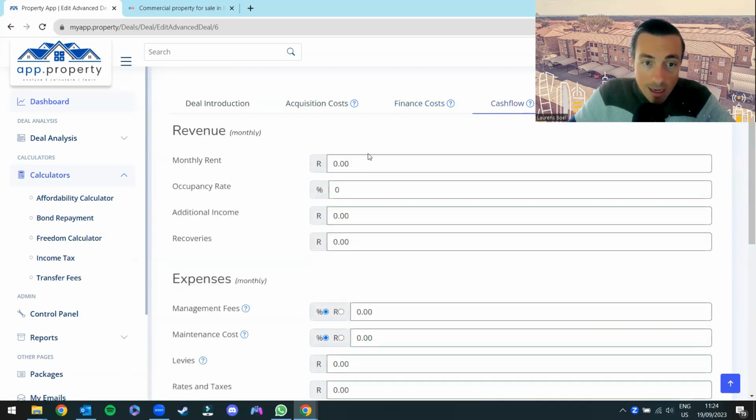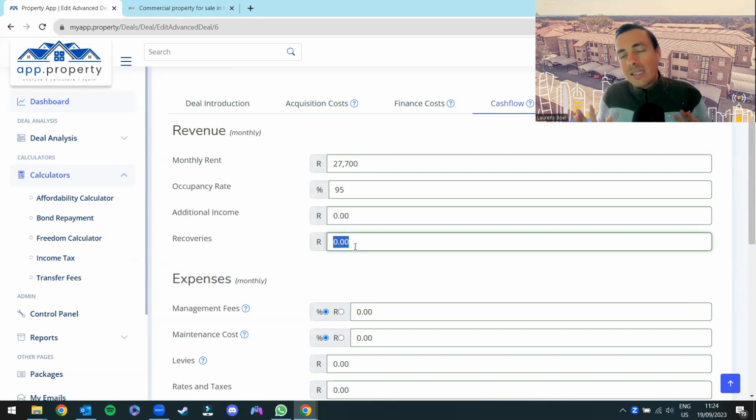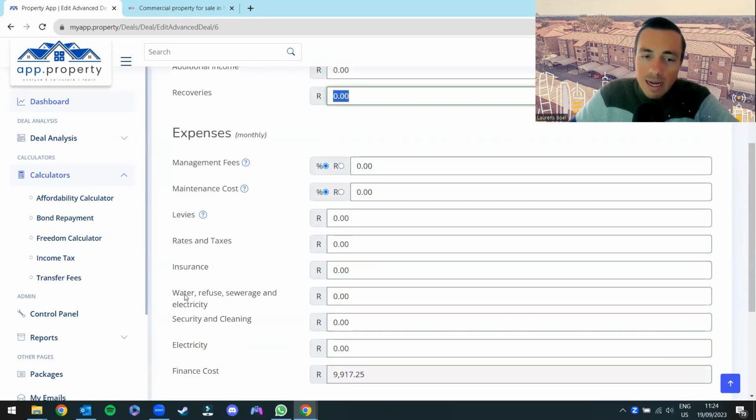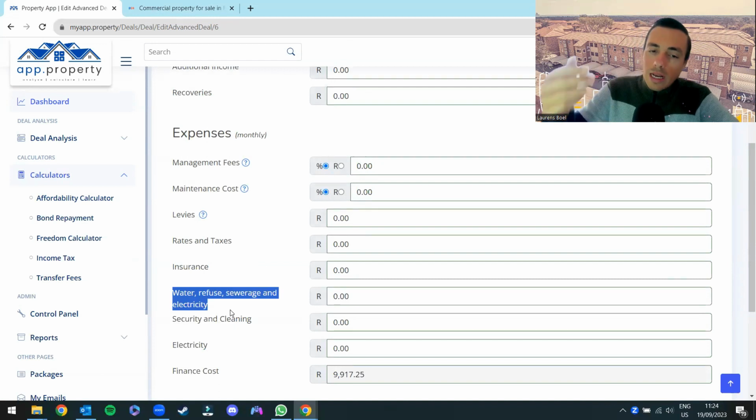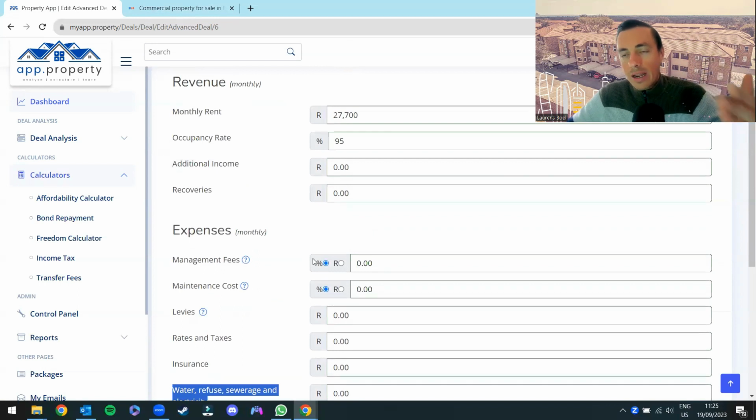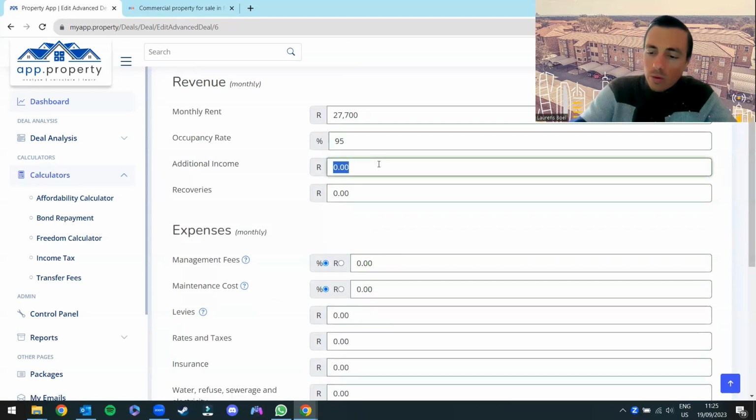Now we go to the cash flow tab. The monthly rental is 27,700. The occupancy rate will be about 95%. Additional income and recoveries, you can put it in. I tend to leave it out, and I also leave out my expense items here. So instead of putting water, electricity, sewage as an expense line and then having a recovery line, you can kind of mitigate the two, but let's just add them for interest's sake.